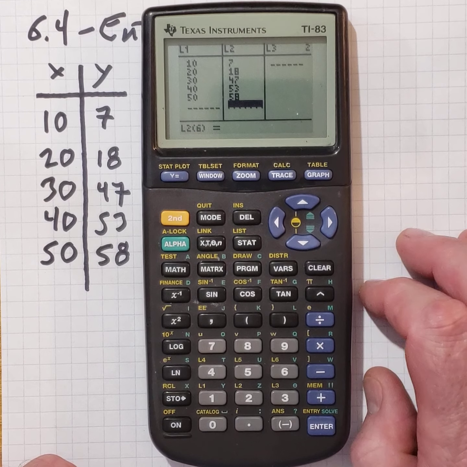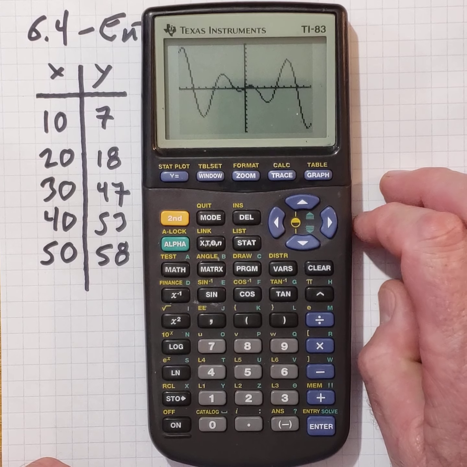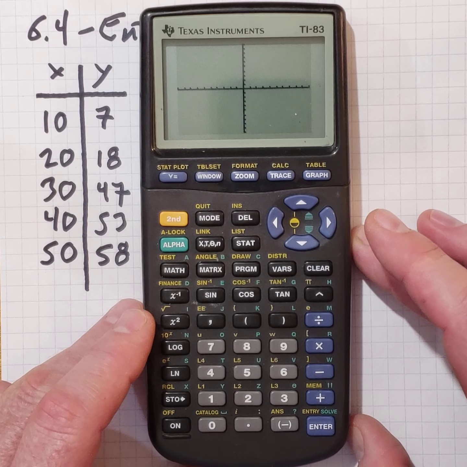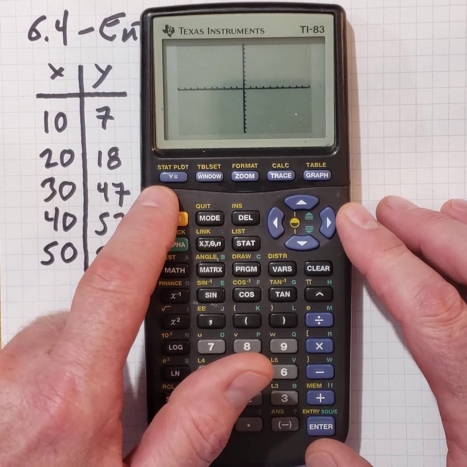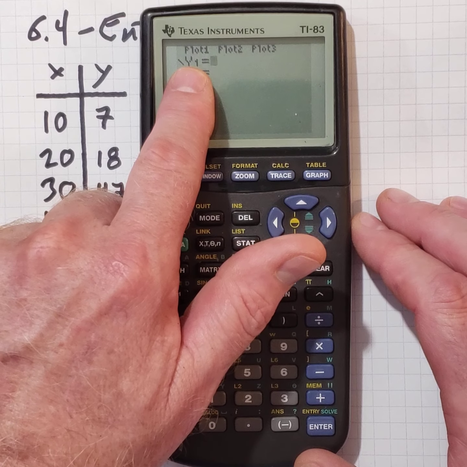Okay, now I want to go to my graph screen. I'm going to get rid of that. I don't need that in there. That's for a different class. And I'm not seeing anything there. So let's go to y equals. And we want to turn on plot 1.